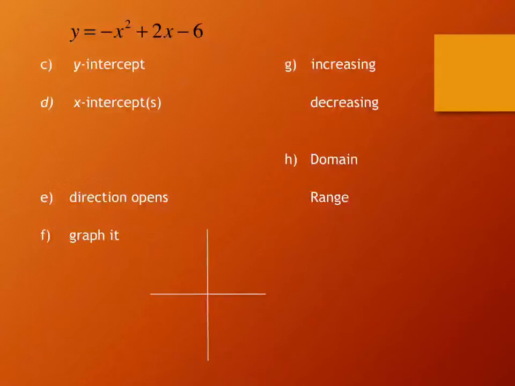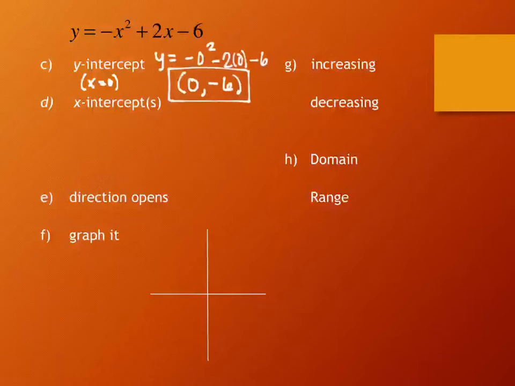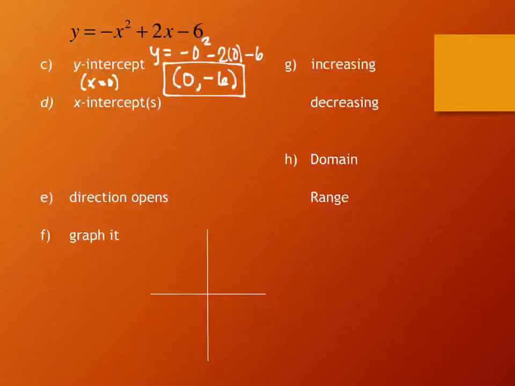All right, so our y-intercept, remember, is when x equals 0. That's what the y-intercept is. So I just go through and I let x equal 0. So this is negative 0 squared minus 2 times 0 minus 6. What's that give me? Negative 6. So my y-intercept is the ordered pair (0, -6). Just shift this up a little bit so I'm not out of space. Okay.